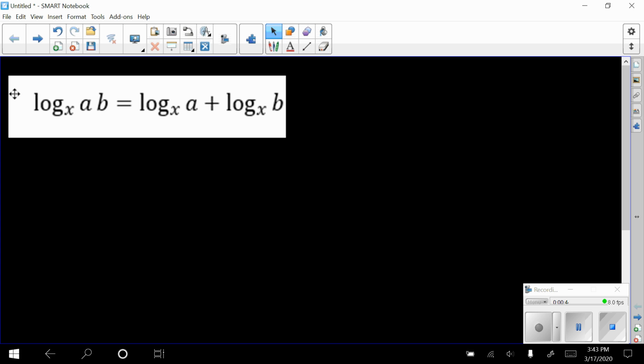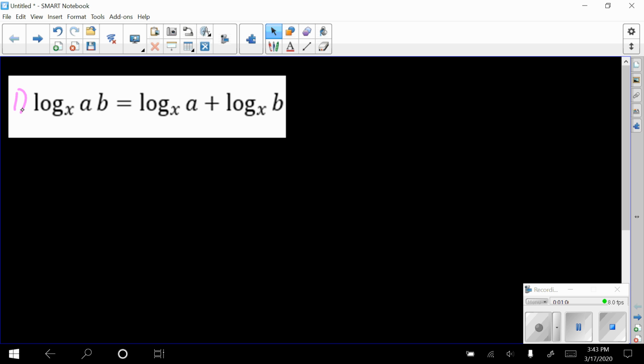So the first one that we're going to look at is this one. Log base x of a times b equals log base x of a plus log base x of b. As we go through these, I would at least write down what the properties are. That way you have them with you down in your notes at the same time.